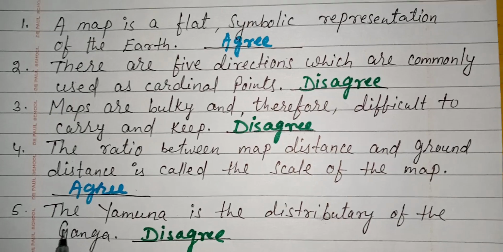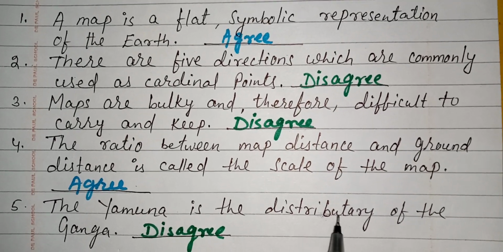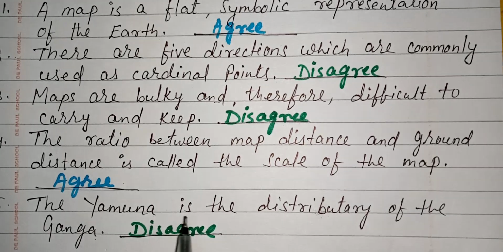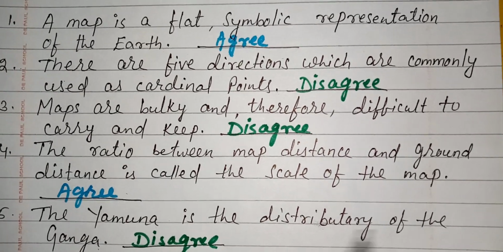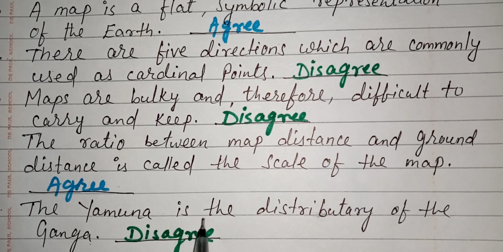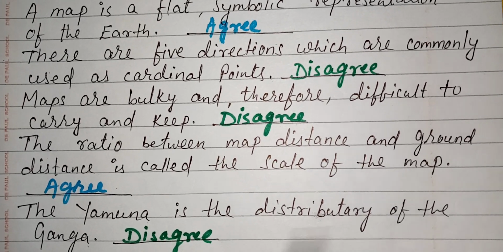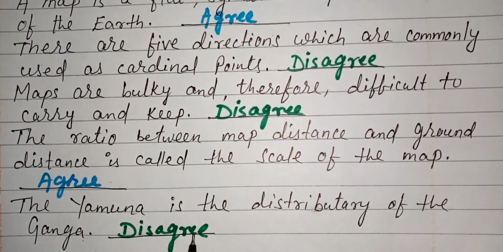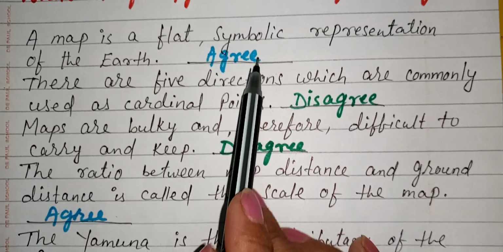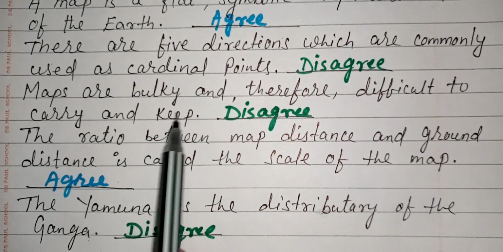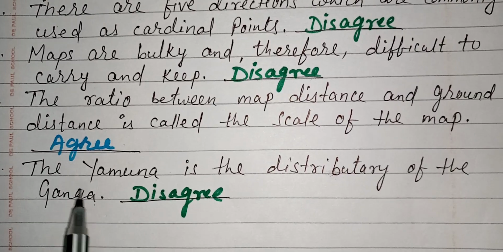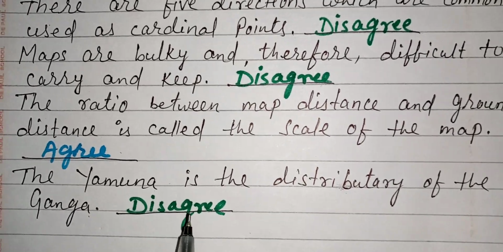The Yamuna is the distributary of the Ganga. That is disagree. So first one is agree, second one disagree, third one is disagree, fourth one is agree, fifth one is disagree.